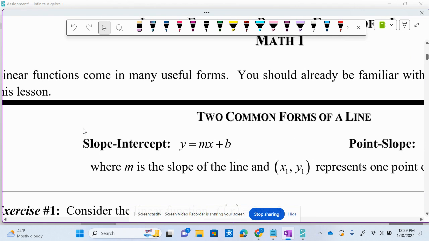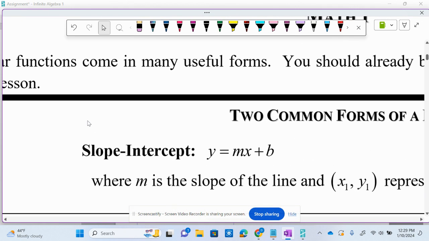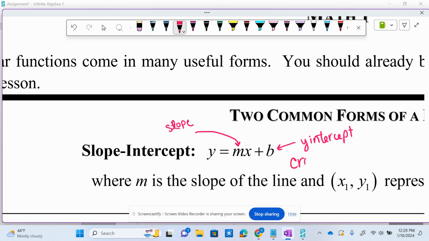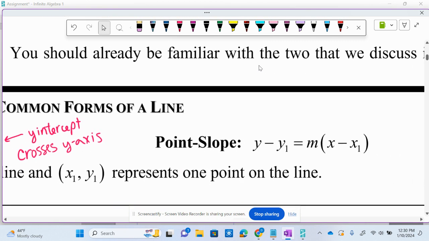Y equals mx plus b. Someone tell me what m means. We've already talked about that. Yeah, m is my slope. What does b stand for? It's the y-intercept. So I'm going to draw a little arrow here that says this is my slope. And this is my y-intercept. When we say the word intercept, what does that mean exactly? When we say it's the y-intercept, it means what? It's where it crosses the y-axis. Good vocabulary.